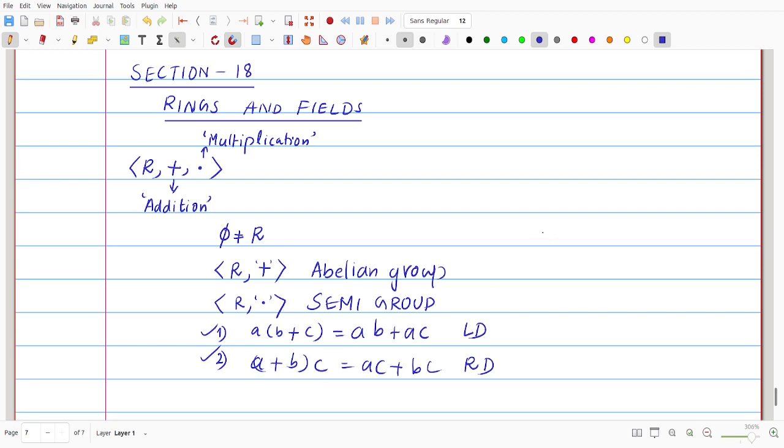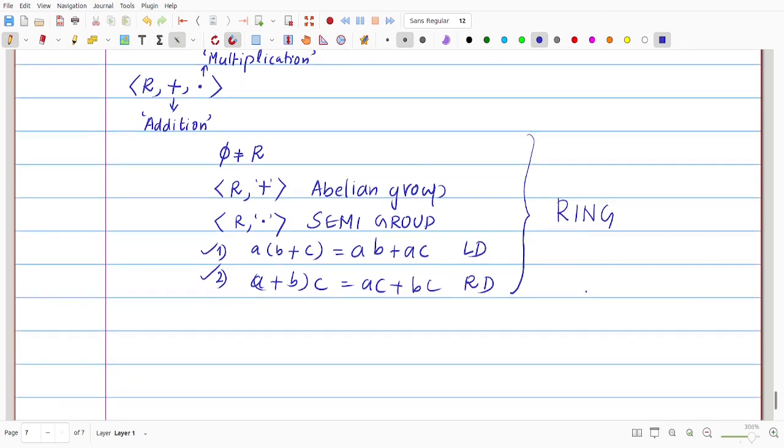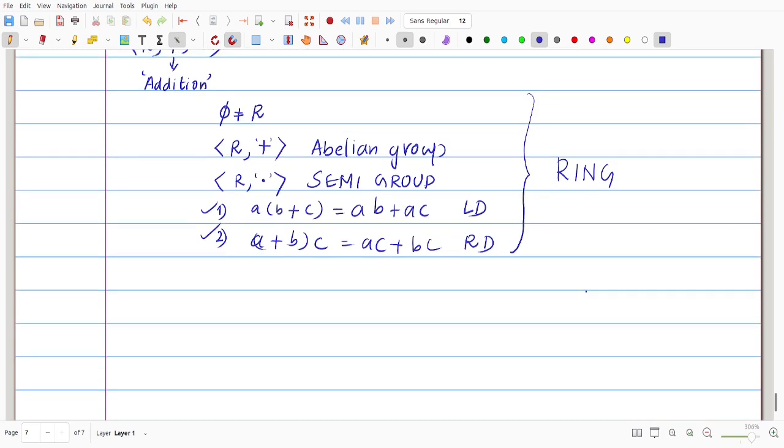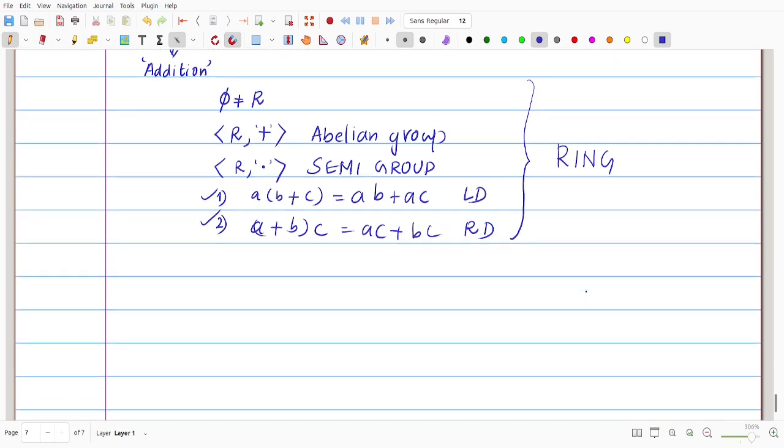So if a structure has all these properties, then we call it a ring. Just like group, we define another algebraic structure, which we call ring. So this is the definition of the ring. In this section, we will discuss the properties and examples of rings. Obviously, there are many examples.